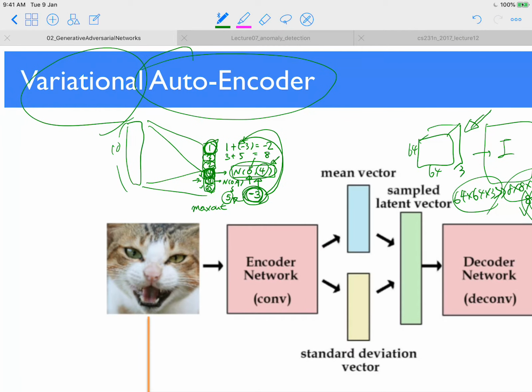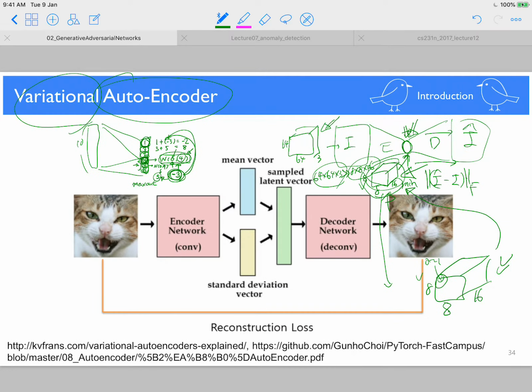Okay, so this is how we perturb or add the noise to our original activation map that we obtain.